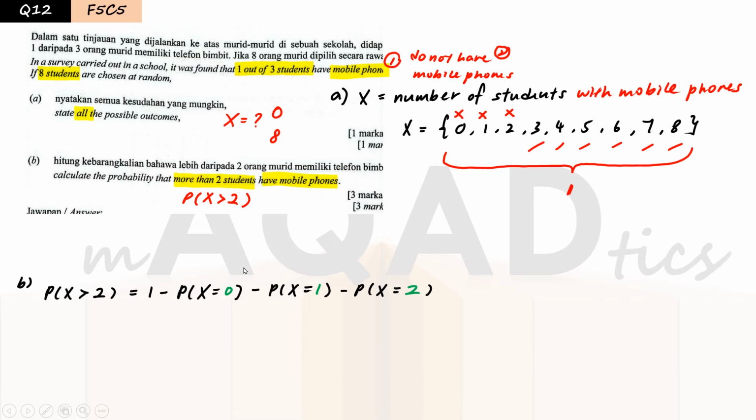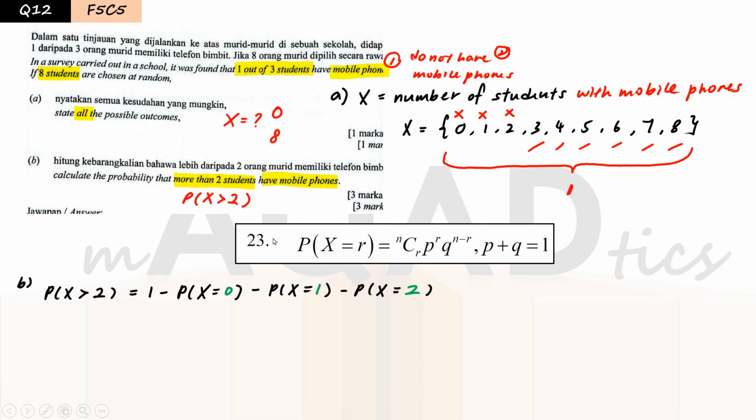Alright, so now how do we find out the probability when x equals 0, x equals 1, and x equals 2? Well, we can use this formula, right? Formula 23 in the formula sheet. So to use this formula, we need to understand what is n and what is p first, right? So n here is actually the number of trials, meaning how many times did we repeat the experiment. So here, the number of trials is actually 8, right? The n here is 8.